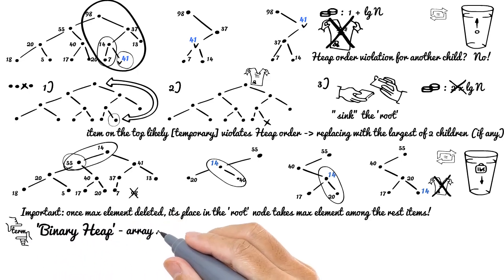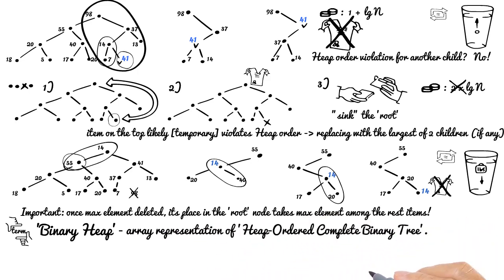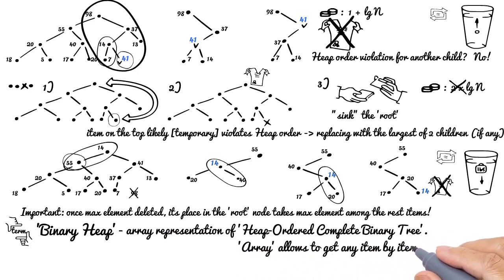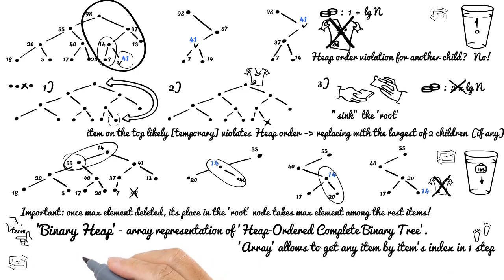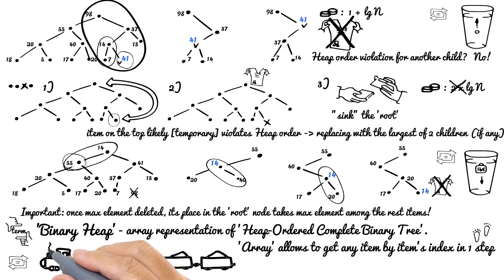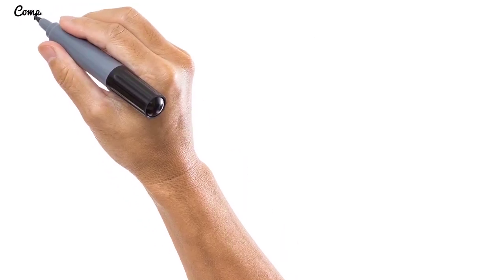Binary heap is actually array representation of a heap-ordered complete binary tree. Array is a very simple data structure, which allows immediate access to any item in the array by its index in just one step. Remember our video about the data structures. It's like seeing numbered train cars. Once you see the number, you can immediately reach and enter it.